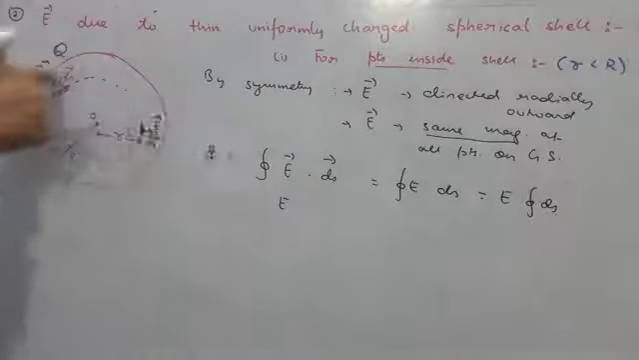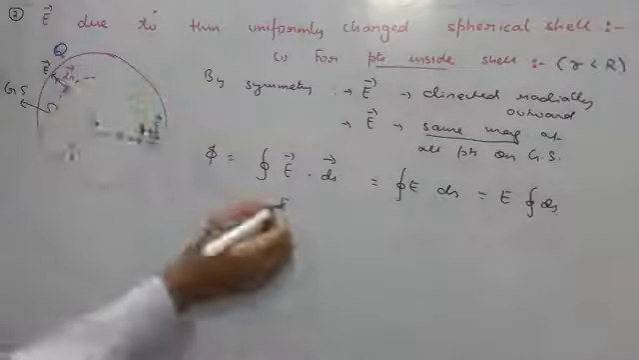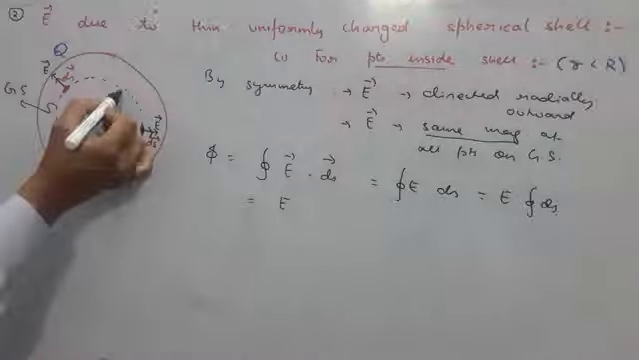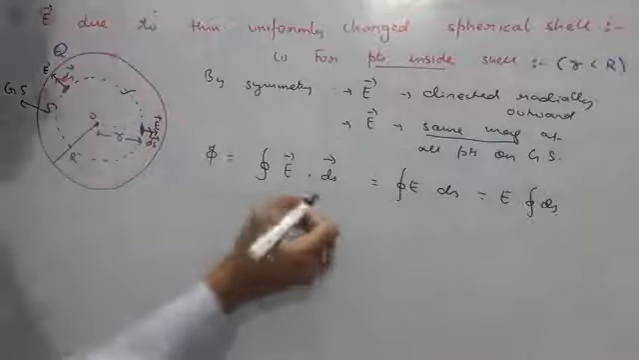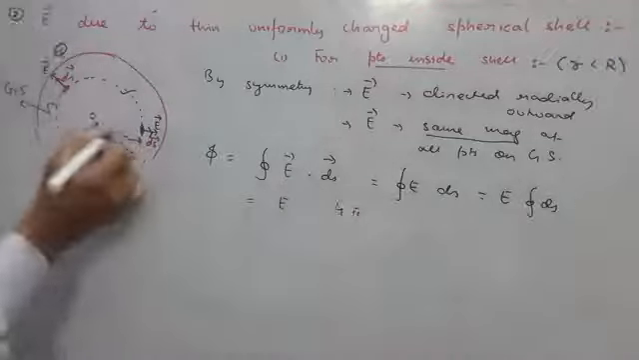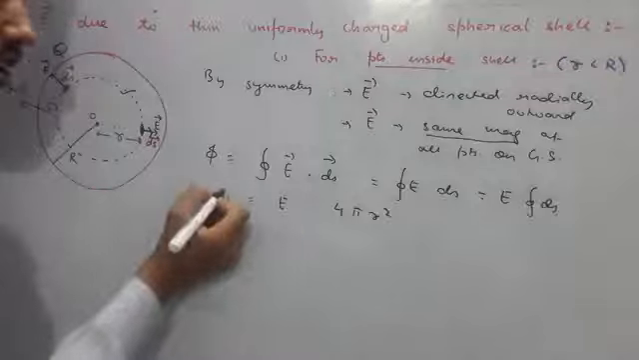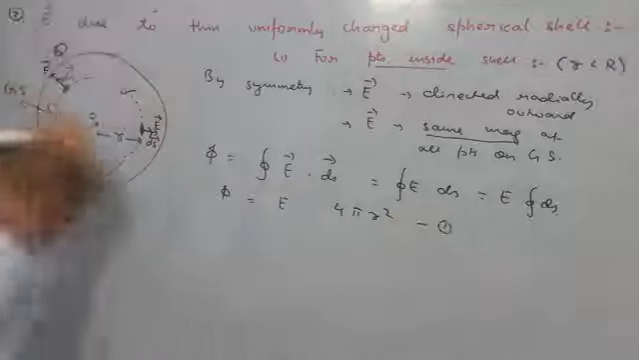Now integral dS is the total surface area of the spherical surface. Which spherical surface? The Gaussian spherical surface. So that becomes 4 pi r square. So this is our phi. We write it as equation number 1.